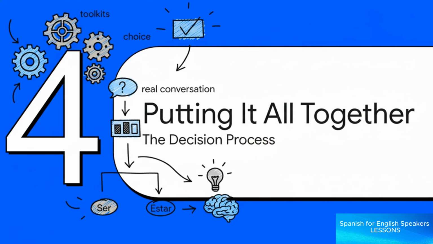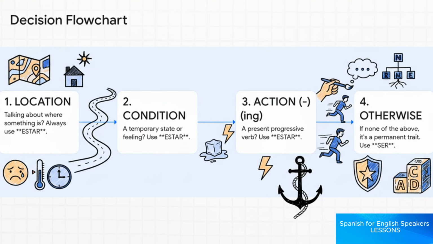All right, we have covered a lot. We've talked about the core idea, the doctor and place toolkits, and those tricky game-changing adjectives. So how do you make the right choice in the heat of the moment, in a real conversation? Let's build a quick little decision-making process. Think of this like a super simple flowchart in your head. First, always ask yourself, am I talking about a location? If the answer is yes, boom, it's estar. No question. If not, ask the next question.